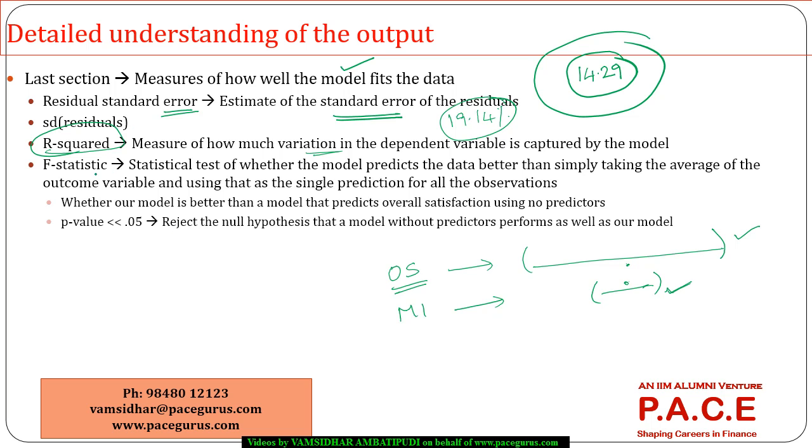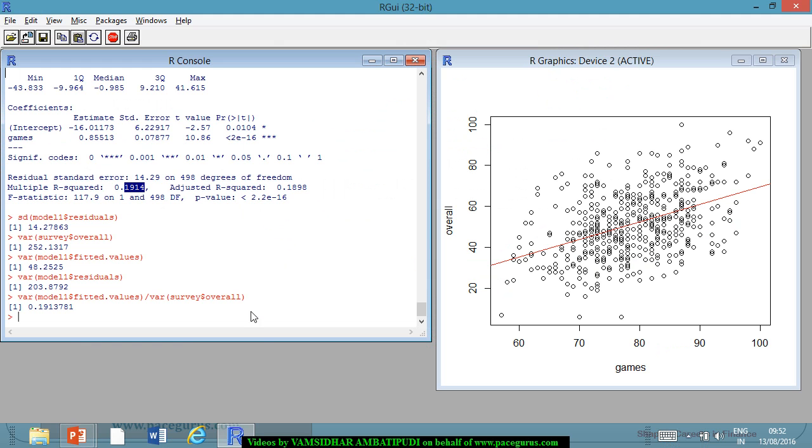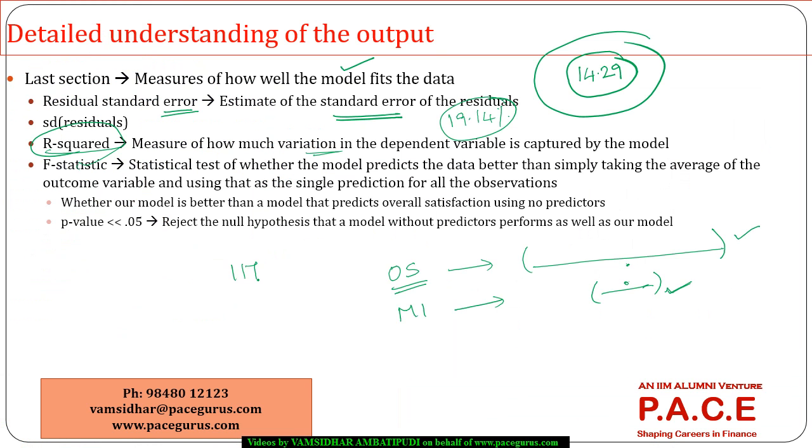Then the next part that we are looking at is the F statistic. In this model, the F statistic is shown as 117.9. This is a test of whether the model predicts the data better. It talks about the goodness of fit of the model: whether the linear model that we have chosen predicts the data better compared to taking the simple average of the outcome variable.